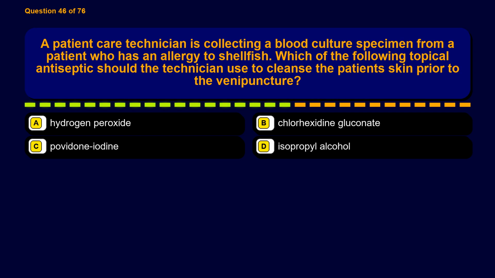shellfish. Which of the following topical antiseptics should the technician use to cleanse the patient's skin prior to the venipuncture? Option A, hydrogen peroxide. Option B, chlorhexidine gluconate. Option C, povidone. Option D, isopropyl alcohol.